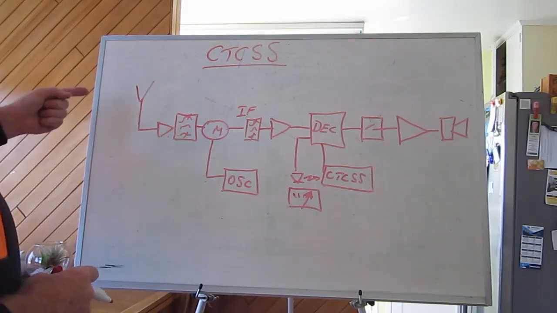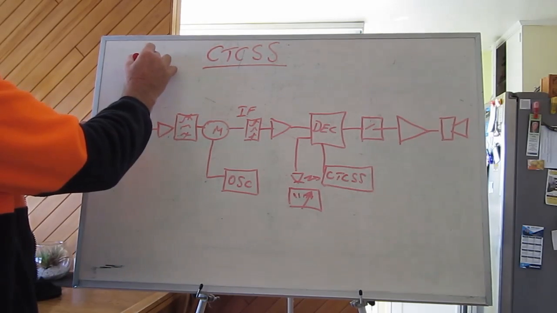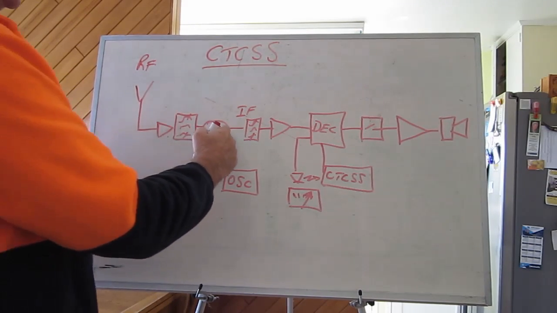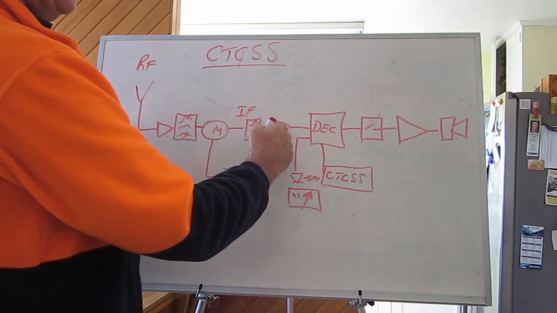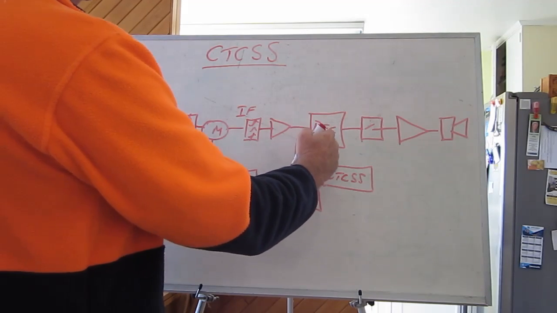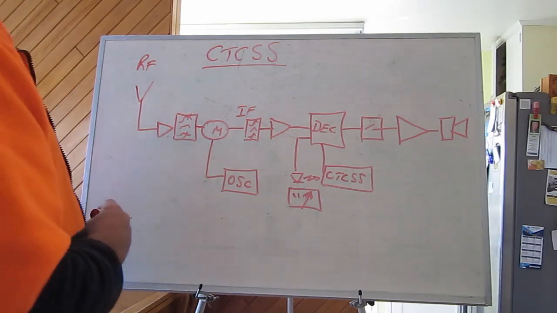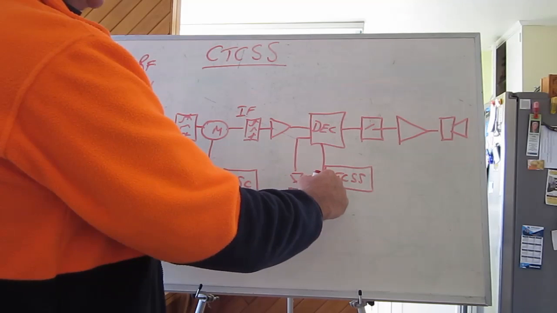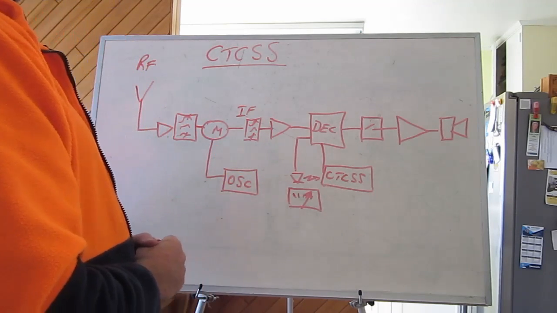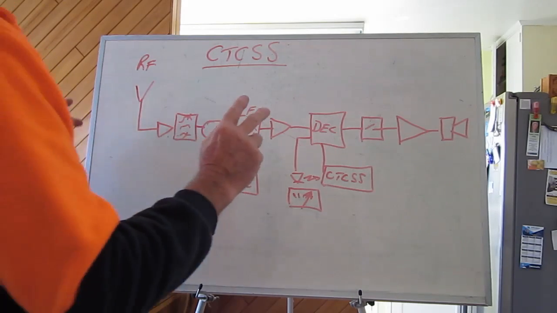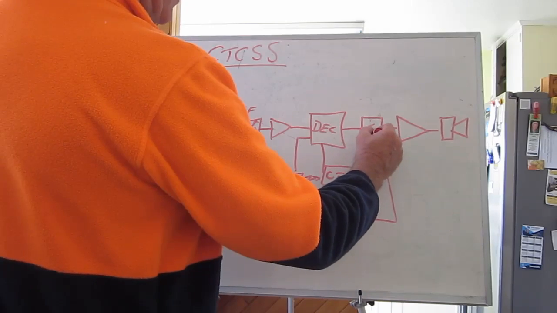Okay, so coming into the front end here, we'll have our signal, our RF. It's going to be downshifted through various stages to get to the IF frequency. It will be amplified, and the detector will be able to detect what's on that signal and discriminate it, and we will have some sort of CTCSS detection circuit. Now that CTCSS detection circuit will be able to provide an output that will drive this switch.